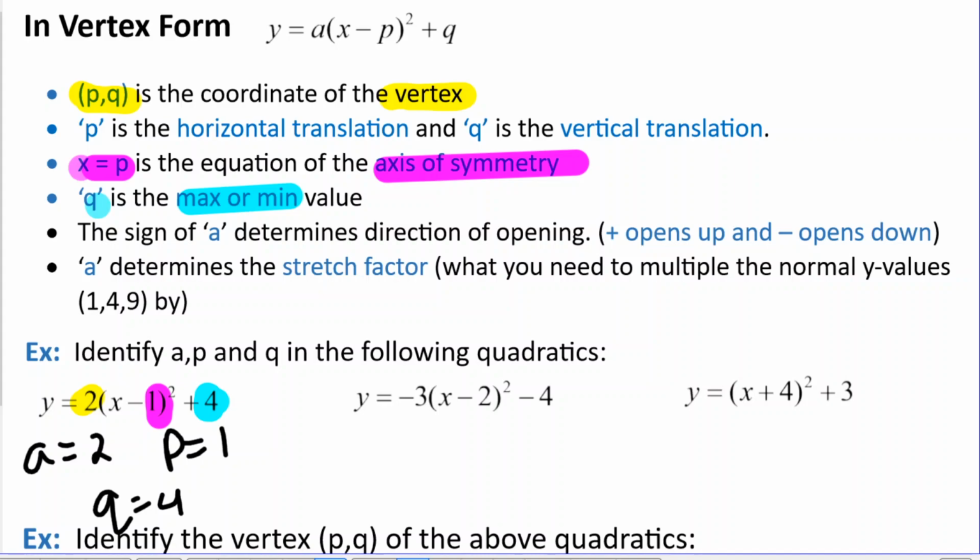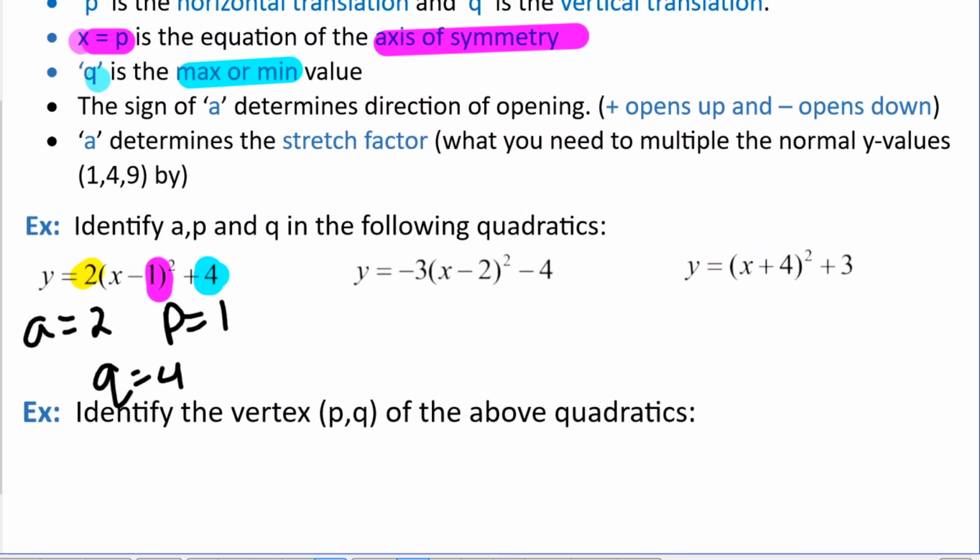And we're going to use these ideas to find the vertex. So let's look at this first one. Again, reminder that our vertex is (p, q). So this means that our vertex is at (1, 4). We can also find out more information, right? Because this opens up, we know that q would be a minimum. So we would have a minimum value of 4. Because we know that the axis of symmetry runs through the middle, we know that the axis of symmetry would be x equals 1, right? Those come from our p and q values, and with a little help from a.